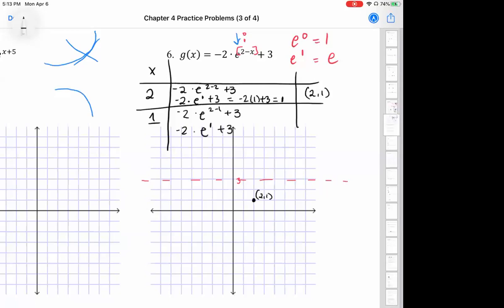All right, I have to find a calculator to get a decimal answer. So I have e to the first power times -2 plus 3. If I round to the nearest tenth, I would have 2.4, which gives me the point 1 and 2.4. So I have 1 and 2.4, so something like this.